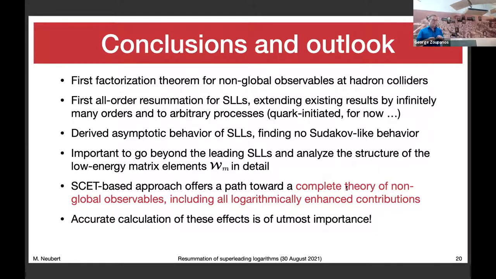And of course, it's important to go beyond this, in particular, to analyze these low-energy matrix elements in more detail to see to what extent this factorization violation will manifest itself. This is difficult, but I think it can be done, and this soft collinear effective theory based approach really offers a path toward a complete theory of these non-global observables, which in turn will have an impact on ongoing attempts to improve parton showers.